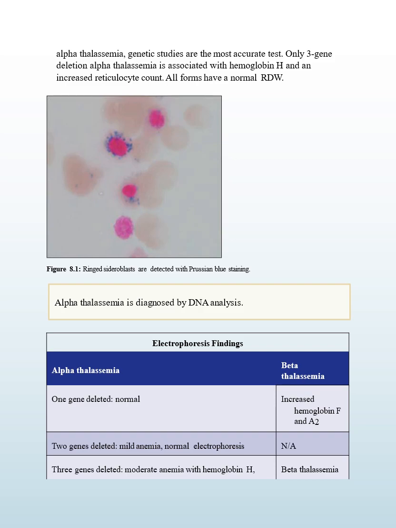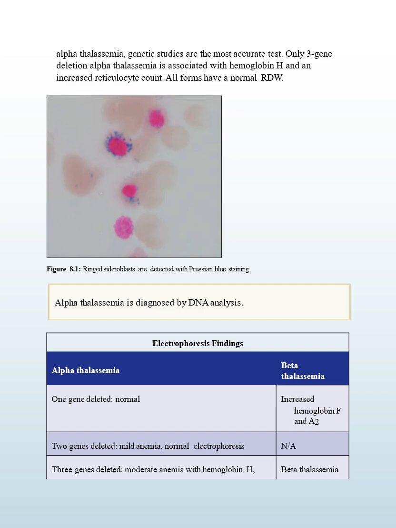We need to know that only 3 gene deletion alpha thalassemia is associated with hemoglobin H and increased reticulocyte count. All the forms of thalassemia have a normal RDW. On the slide, figure 8.1, we'll see ring sideroblasts, which are detected by Prussian blue staining. There is a clinical tip which states that alpha thalassemia is only diagnosed with DNA analysis.